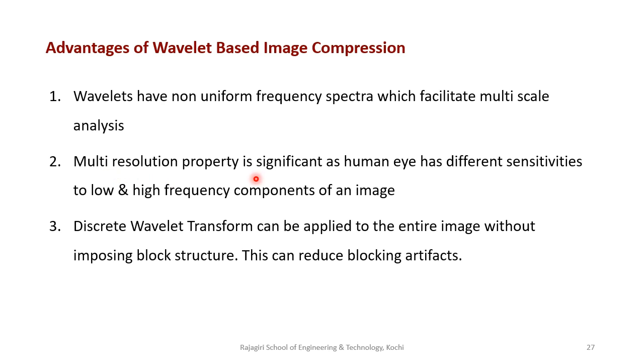The multi-resolution property is significant because the human eye has different sensitivities to the low and high frequency components of an image. So only the desired components of an image can be seen with a higher degree of resolution. Discrete wavelet transform can be applied to the entire image without imposing the block structure. This can help in reducing the blocking artifacts or noise which is seen in block-based coding techniques.